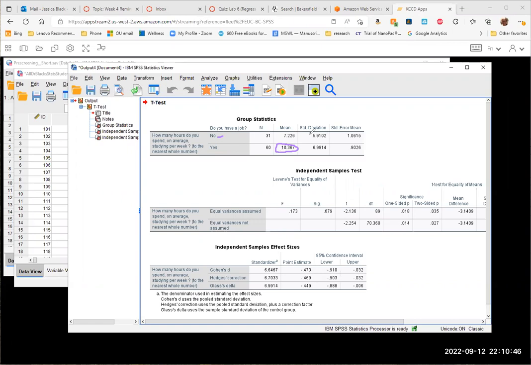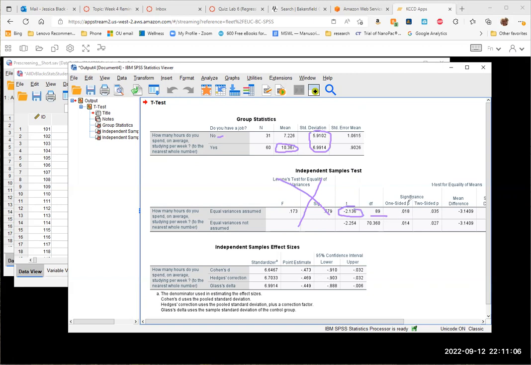We also have our standard deviations right here, and the standard error of the mean. So let's go down to our test. We're not going to pay attention to Levene's test for now in this course. We're just going to look at that top line. We see the t-value is negative 2.14. Degrees of freedom is 89.